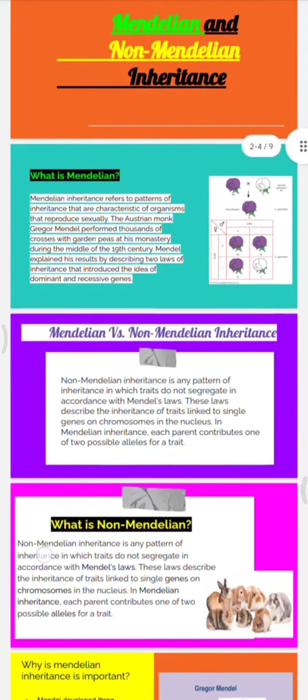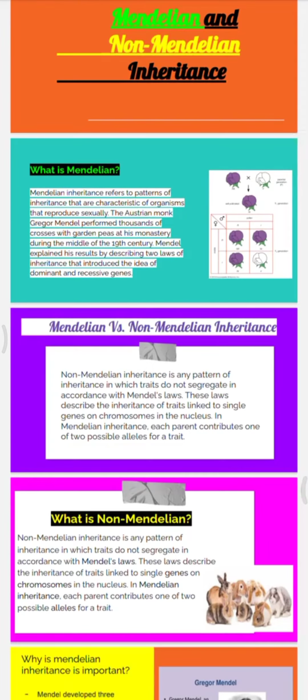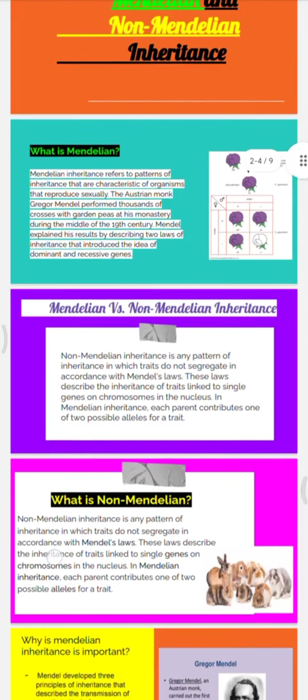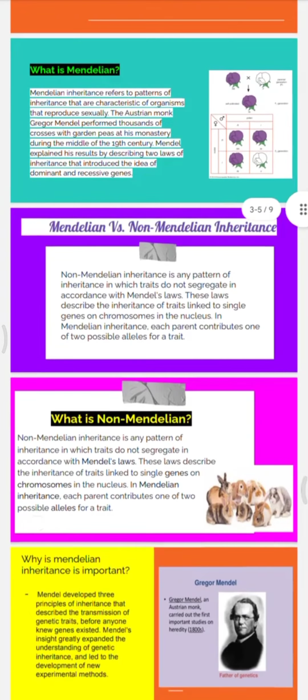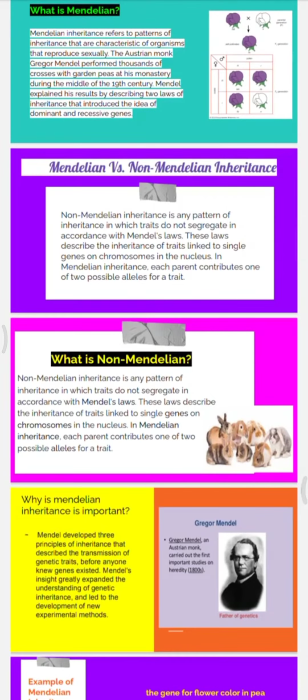Mendelian inheritance refers to patterns of inheritance that are characteristic of organisms that reproduce sexually. The Austrian monk Gregor Mendel performed thousands of crosses with garden peas at his monastery during the middle of the 19th century. Mendel explained his results by describing two laws of inheritance that introduced the idea of dominant and recessive genes.